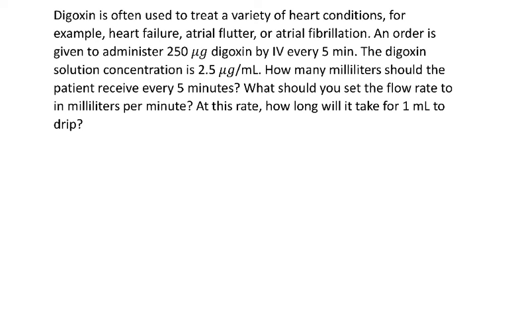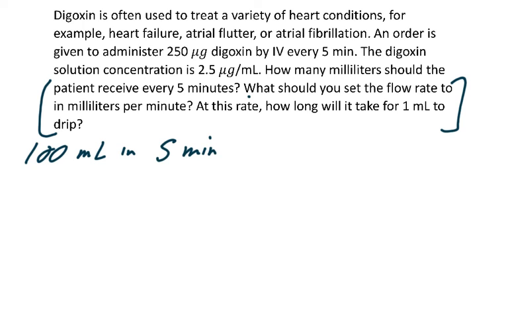Okay, same question with an added question at the end. So the answer that we got was 100 milliliters every 5 minutes. Now, what should you set the flow rate to in milliliters per minute? Okay, so now time comes into play. So now we want milliliters per minute, and so we can simply take the number of milliliters divided by the number of minutes. And we get 20 milliliters per minute.